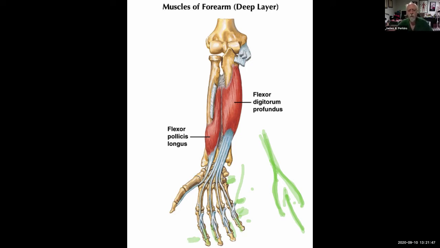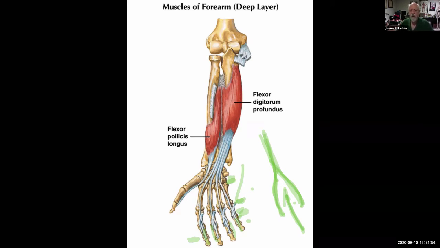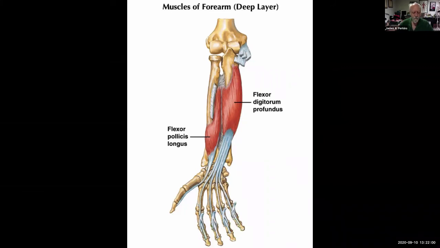Now, flexor digitorum profundus has an unusual innervation. Half of it is innervated by median nerve, along with most of the other muscles in the anterior forearm. But half of it is also innervated by ulnar nerve.